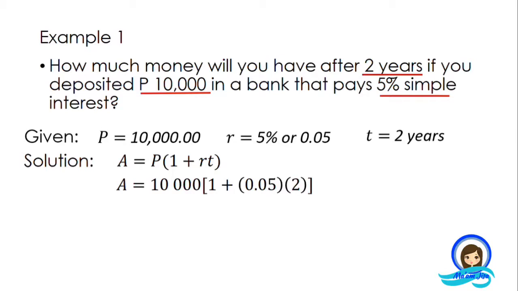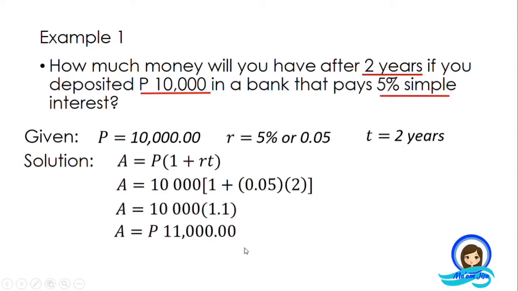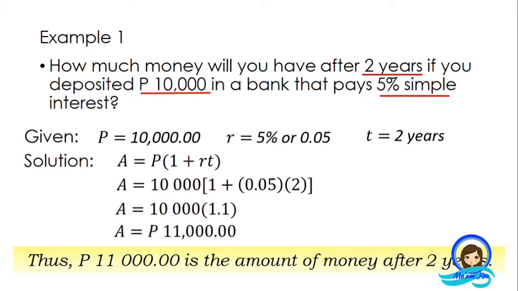Now 0.05 times 2 plus 1 is 1.1. 0.05 times 2 is 0.1, and then added to 1, that is 1.1. 1.1 times 10,000 is 11,000 pesos. Thus, 11,000 is the amount of money after 2 years. That's how you get the maturity value.